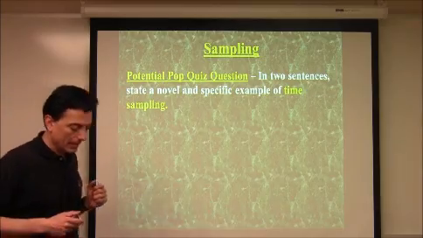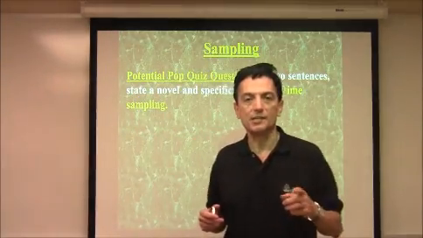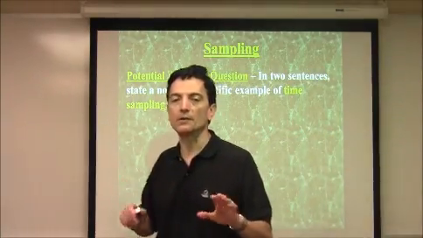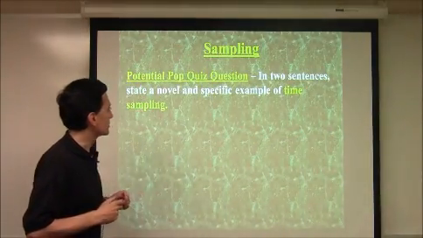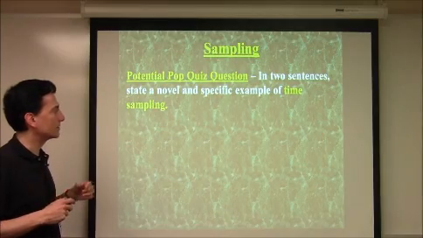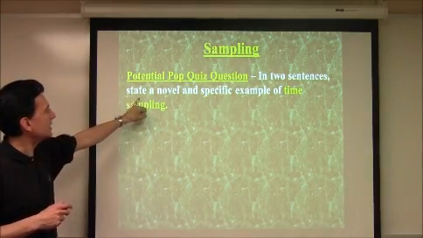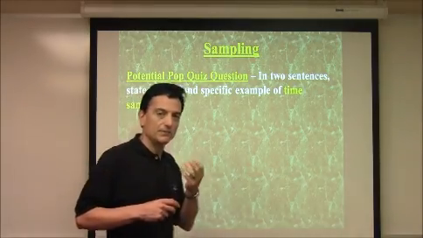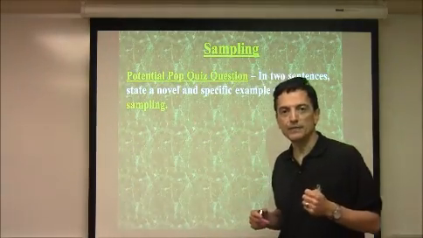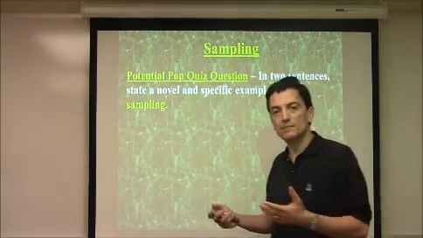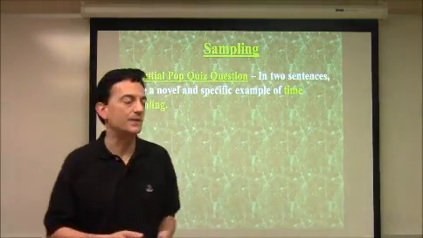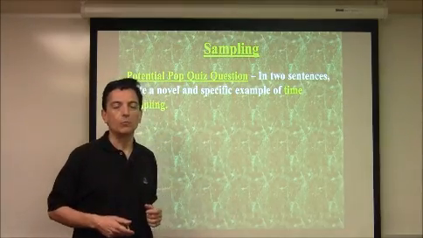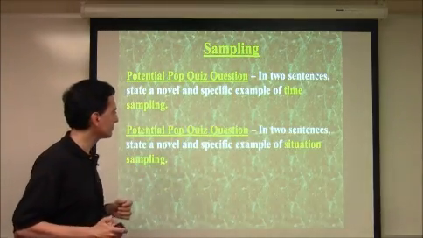Okay, so let's start out with 2 potential pop quiz questions. In a moment, I'll ask you to stop the video and respond to these questions. But let's get the questions out onto the table, so to speak. And here's the first potential pop quiz question. In 2 sentences, state a novel and specific example of time sampling. So I gave you a few examples a moment ago. I'd like you to generate one that's different from something that I've suggested or something that you've read in the textbook. And we'll see how specific you can get. And you should be able to articulate why this is an example of time sampling.